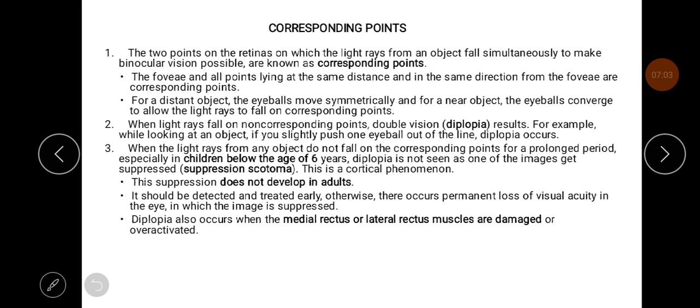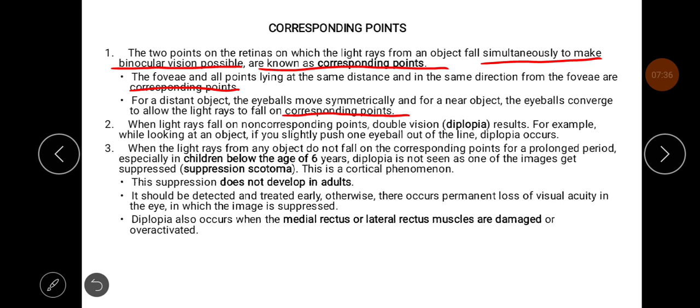The two points on the retina on which the light rays from the object fall simultaneously to make binocular vision possible are known as corresponding points. The fovea and all points lying at the same distance and in the same direction from the fovea are corresponding points. For a distant object, the eyeballs move symmetrically, and for a near object, the eyeballs converge to allow the light rays to fall on corresponding points.